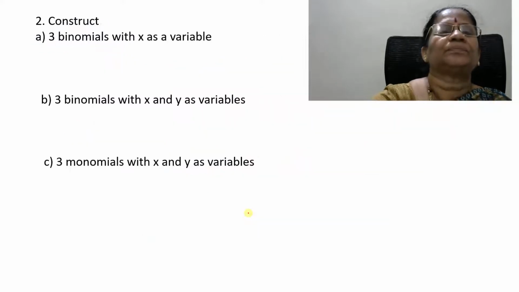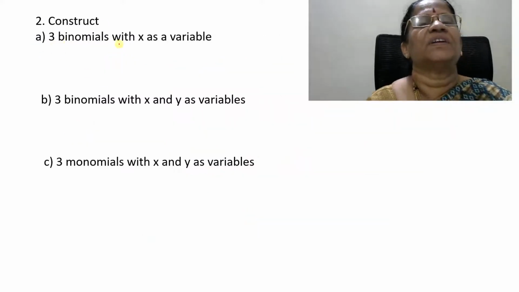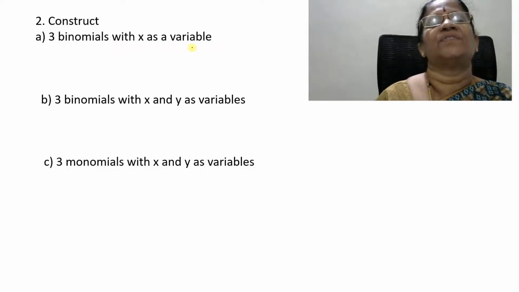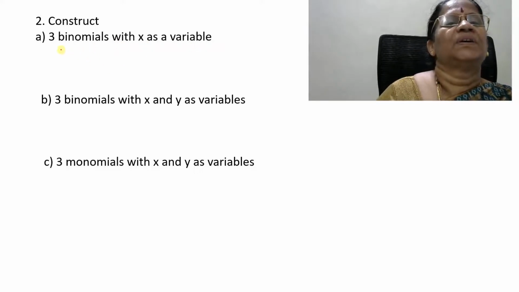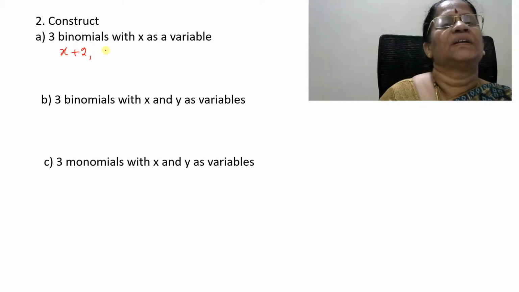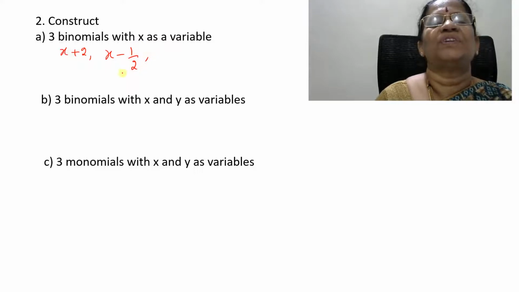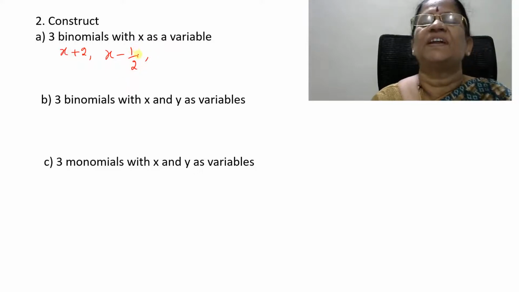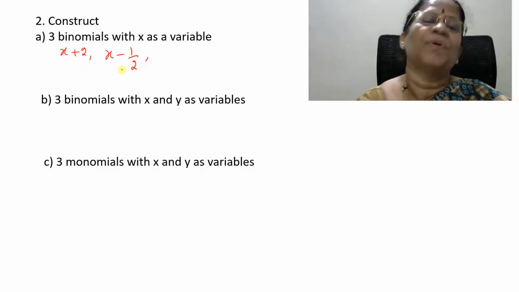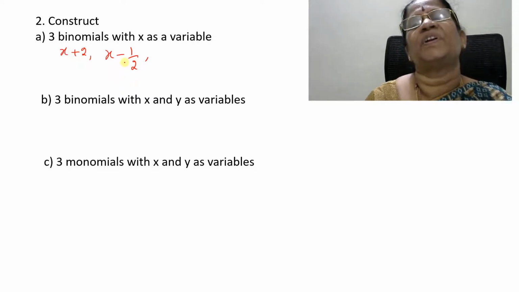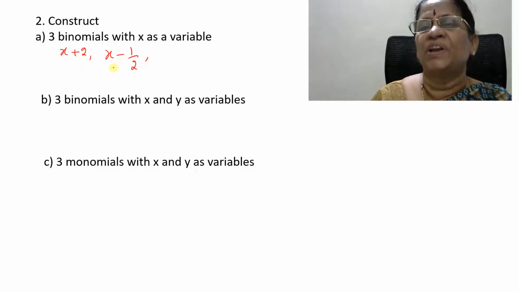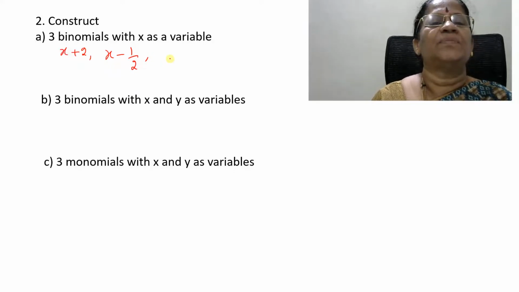Okay. Now, construct three binomials with x as variable. So, it may be x plus 2, then x minus half. Don't think that if half is there, then that is not a polynomial. It is a polynomial. You must see the exponential part of the variable only. Okay. And similarly, it is x plus root 3.